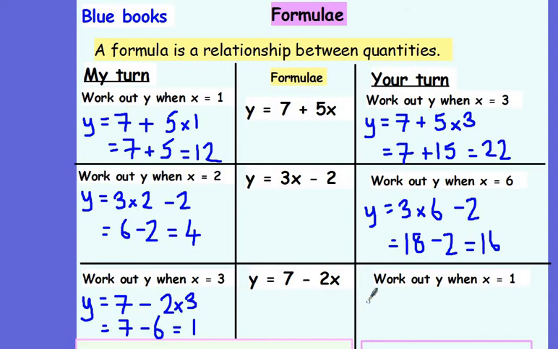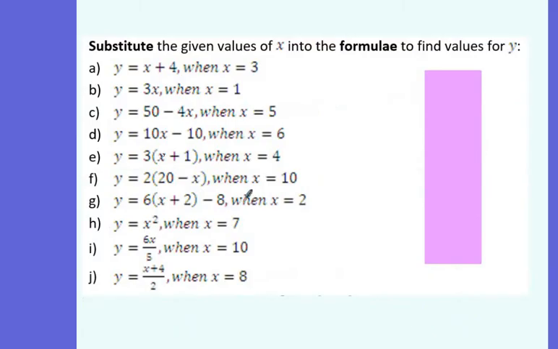Right, let's go through the answer. We've got y is equal to 7 take away 2 times 1 this time, which is just 7 take away 2. So you should have got 5. Please make sure you've got these examples written in your dark blue books. And then pause the video for 10 minutes or so, and in your light blue books, have a go at these questions for me. They get progressively harder. Start at the top and work out what y is when I've given you what x is in each case.